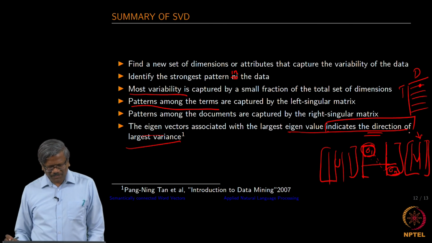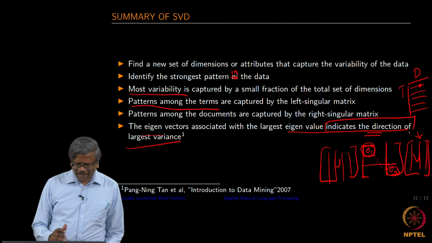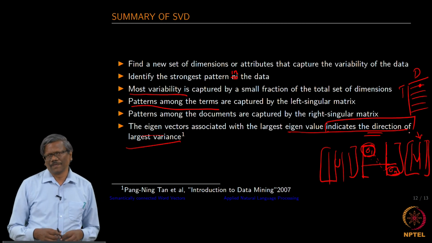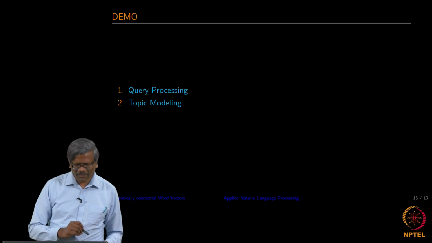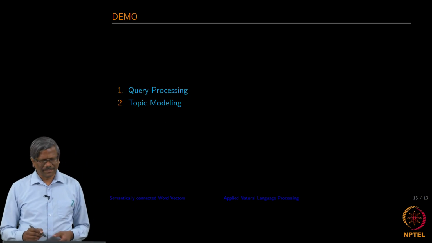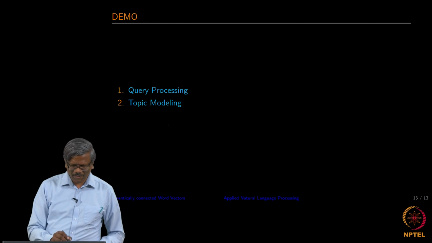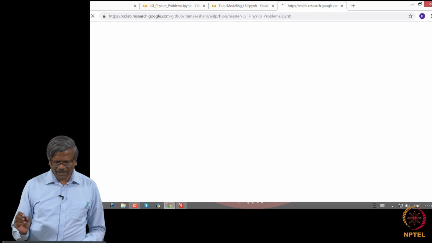Okay. So, we have seen this through the image demo. So, now let us look at it through text. I am going to be showing two demos. So, I am opening it in the Colab.